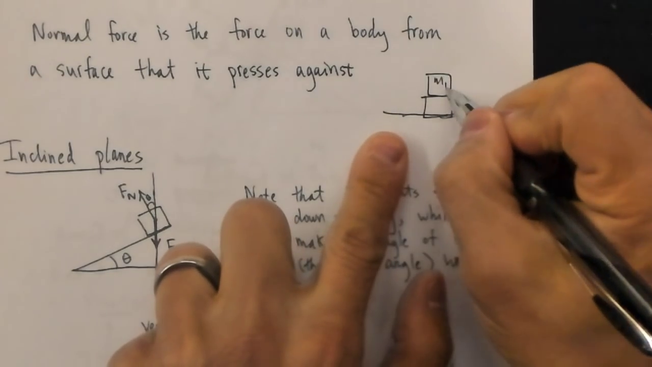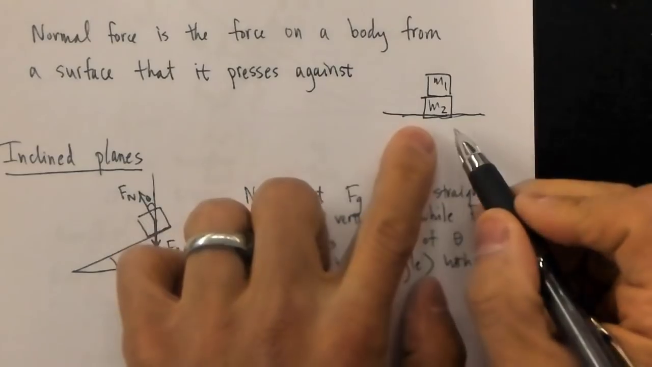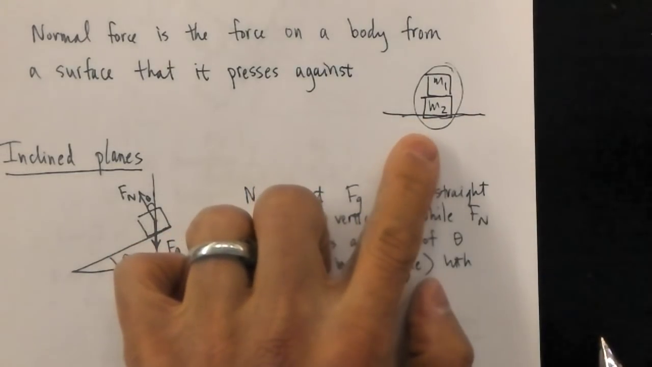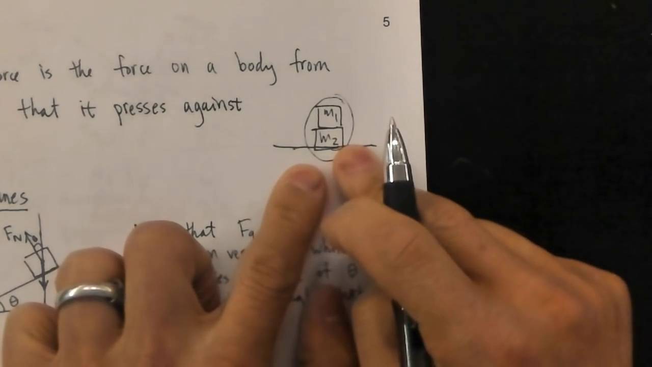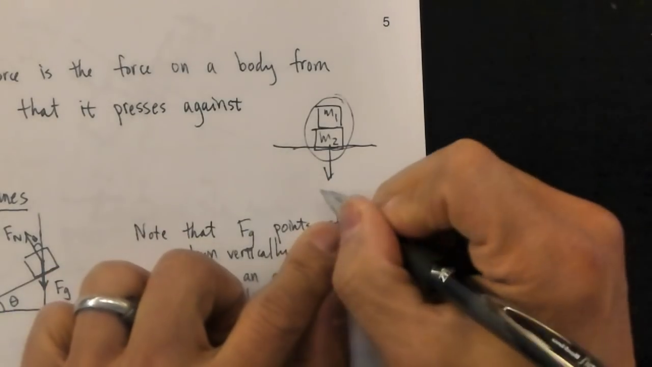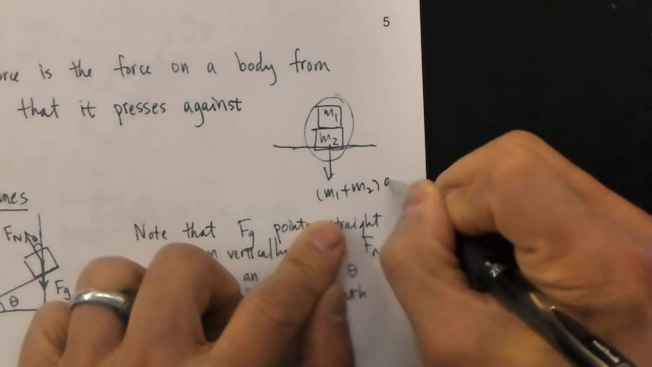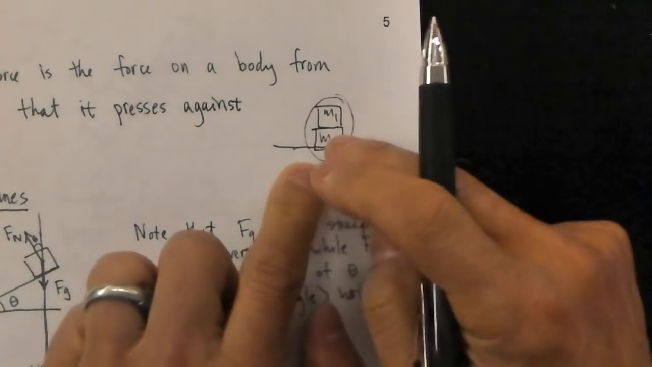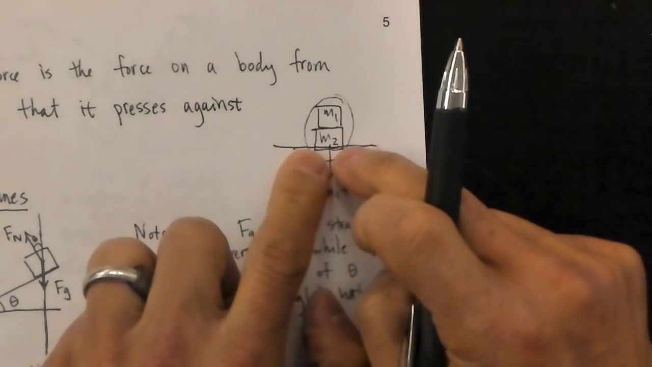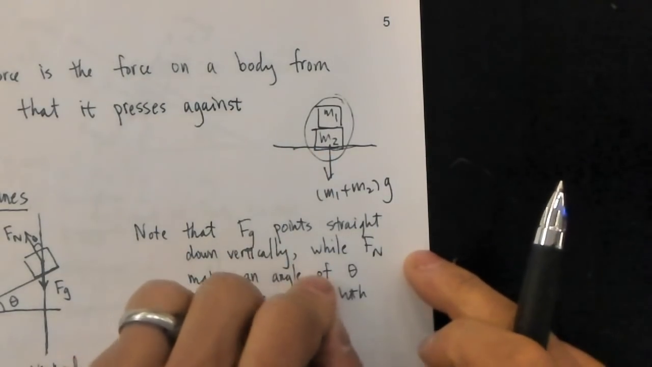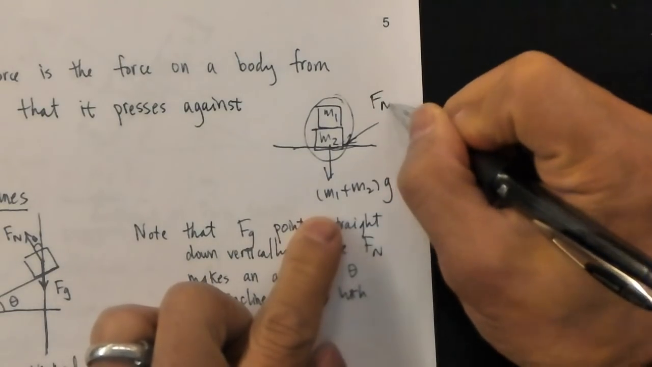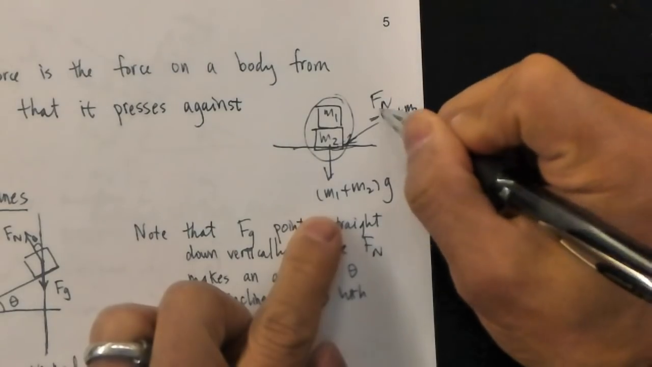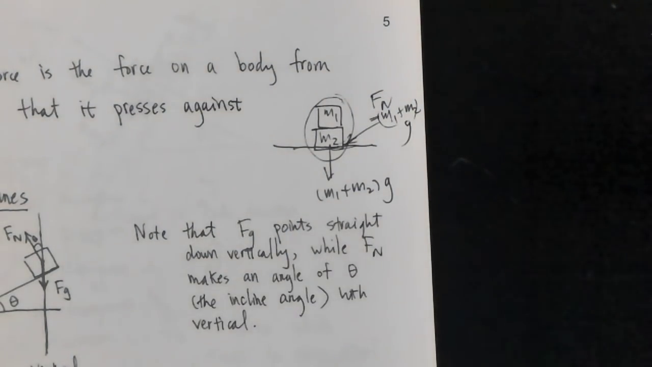Okay, so if I have M1 and M2, what you say is, let's consider both boxes together. Both boxes together have a mass m1 plus m2. So gravity will pull down with a force m1 plus m2 times g. Now, this table has to push on the bottom box to counteract that force. So as a result, on this surface here, the table must push with a force Fn that's equal to m1 plus m2 times g. That's not Newton's third law. That's Newton's second law.